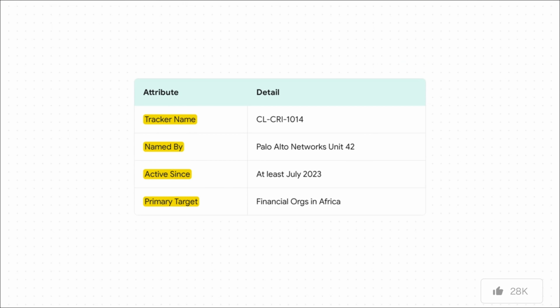All right, so the researchers have given this threat a tracker name, CL-CRI-1014. That CL stands for cluster, which just means it's a group of related attacks. And CRI tells us the motivation is criminal. The team at Palo Alto Networks Unit 42 has been on their tails since mid-2023, and they've noticed a really clear pattern, all aimed directly at Africa's financial industry.